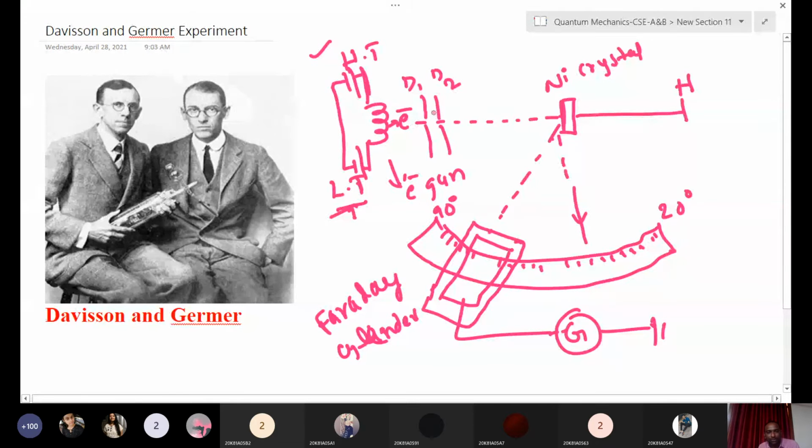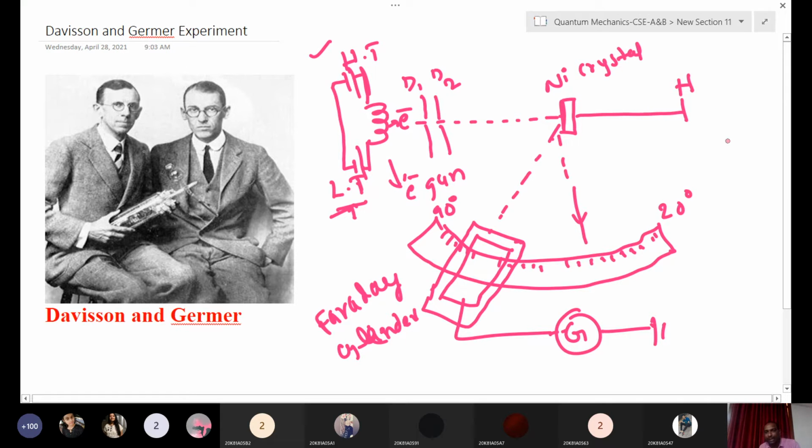This beam passes to these diaphragms. What are D1 and D2 diaphragms? Diaphragm means nothing but slits only. By passing through these slits we are creating a very fine focused electron beam. After that this electron beam falls on the nickel crystal. After the nickel crystal, some of the rays will scatter in different directions, some reflect from the surface, and some enter deep inside the material.